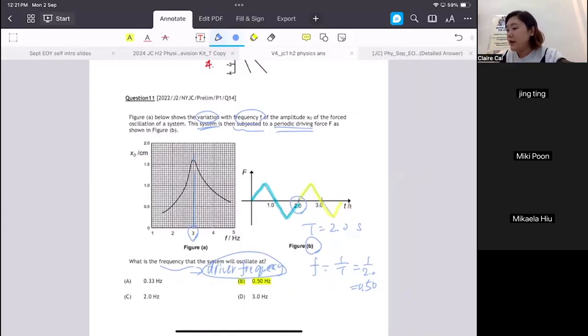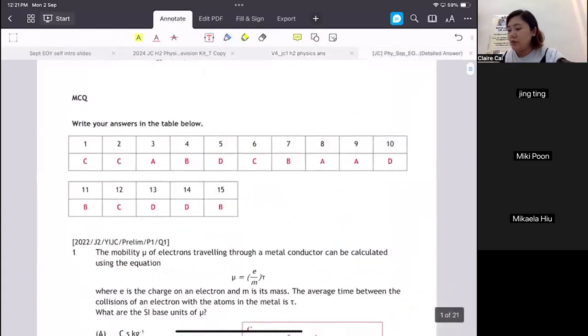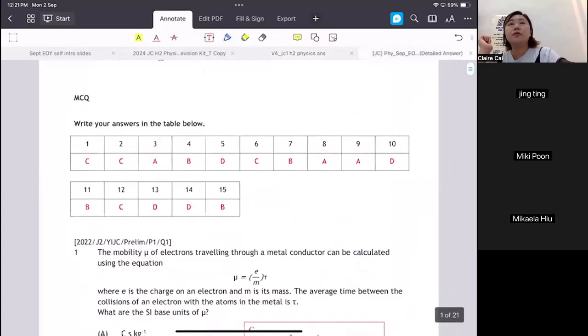Okay, so then for the rest of the questions, this is the MCQ. So guys, you check your answer first. Let me know which one you go with.